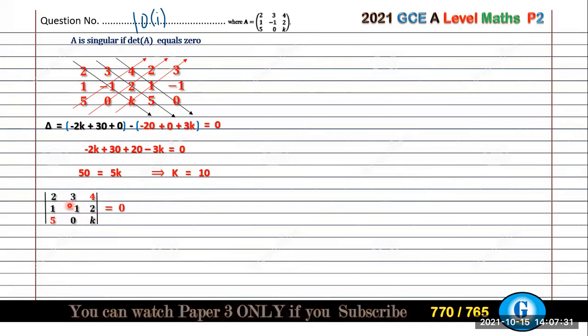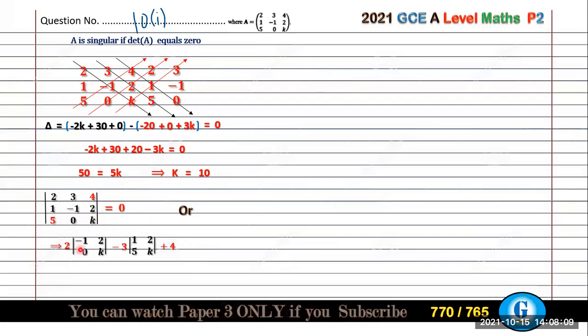We can use the minus and cofactors, the cofactors rather. So we have a 2, then minus 1, 2, 0, k. Then the next position is 3, which is going to be minus 3 into, you suppress this row and column. So we have 1, 2, 5, k. The last one is 4, which is positive. You suppress this row and column where 4 is found. You have 1, minus 1, 5, 0.